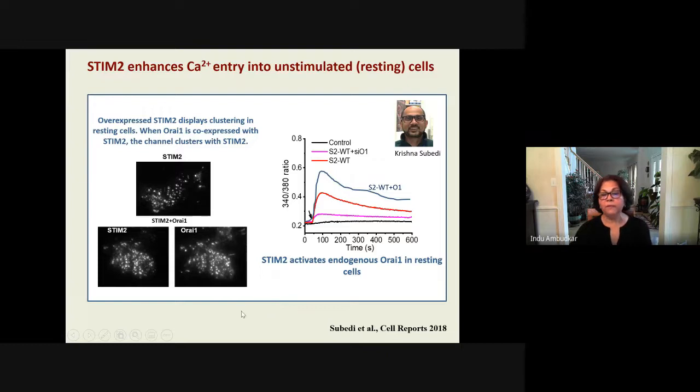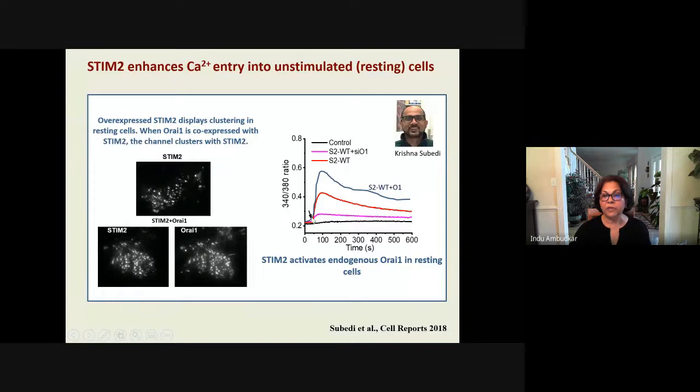So then when Krishna was in my lab, he looked to see what is this role of basal pre-clustered STIM2, what exactly does it do? And one of the suggested roles for STIM2, and this has been reported by Tobias and other people, is that it regulates basal calcium entry and serves like a housekeeping function. So when he overexpressed STIM2 and co-expressed ORI with it, he in fact saw co-clustering between these two proteins.